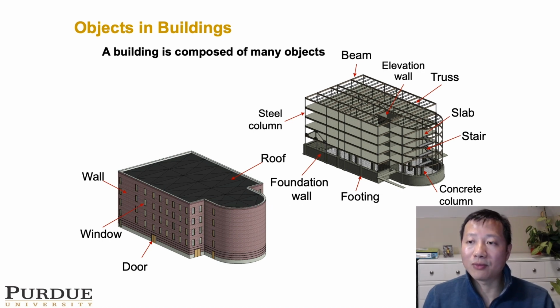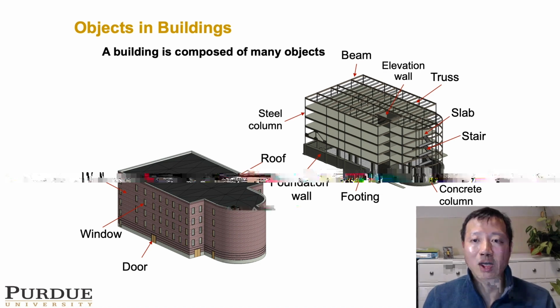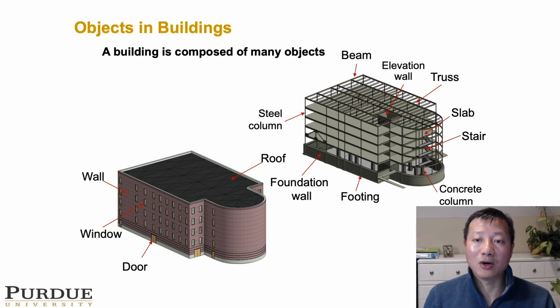Now to the right, it's the structural elements. You should be able to tell we have beams, elevation wall, truss, slabs, stairs, concrete columns, footing, foundation wall, and a steel column. So as you can see, we have a lot of objects or components in a single building. Apparently, this list is not complete. Many of the elements that we are not showing here also become part of the building.